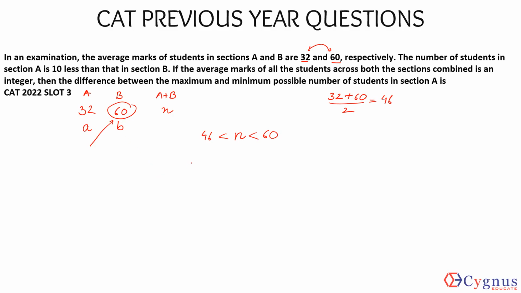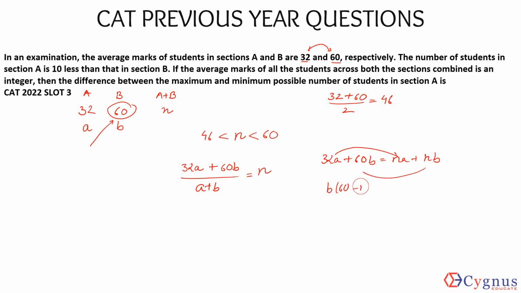We know that 32 is the average of A students. So like 32A plus 60B divided by A plus B. Let's say the average is N. When you simplify this, what do we get here? 32A plus 60B is equal to NA plus NB. Since N is greater than 46, 32A goes on that side, NB comes on this side. I'll take B common. We'll get 60 minus N. And this will give you n minus 32 into A.